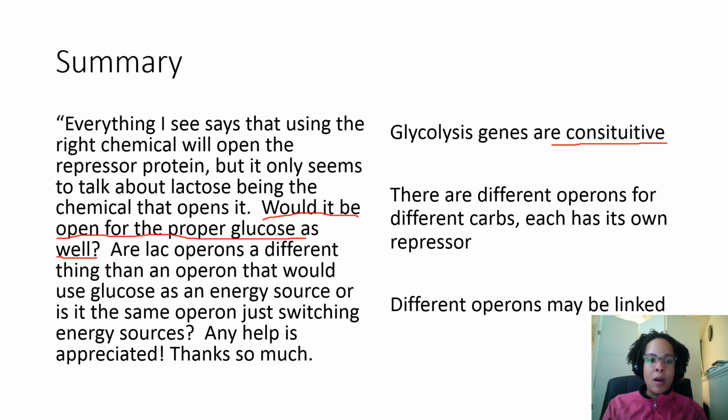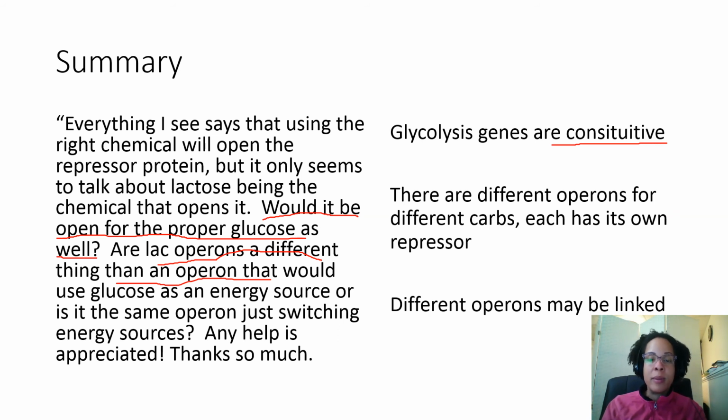Then you asked, are lac operons a different thing than an operon that would use glucose as an energy source? Or is it the same operon just switching energy sources? So the lac operon for lactose is completely different than what we see for glucose. They're two different things. If cells are able to metabolize other sugars, then they'll have their own operons as well. We don't really see sharing of operons per se. But that said, the metabolites from glucose can be part of the system that turns on these other operons.